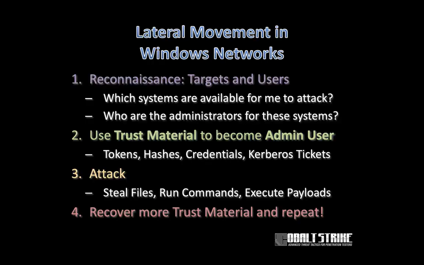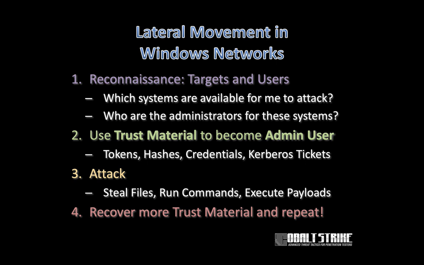Here is the lateral movement process in a Windows network. Step 1. Find out which systems are available for you to attack. These are servers and endpoints within the same network. For each of those systems, figure out which accounts are the administrator accounts for those systems. Step 2. Use the trust material that you have on hand to authenticate as an administrator user to one or more of those target systems. Trust material are access tokens, password hashes, credentials, and Kerberos tickets.